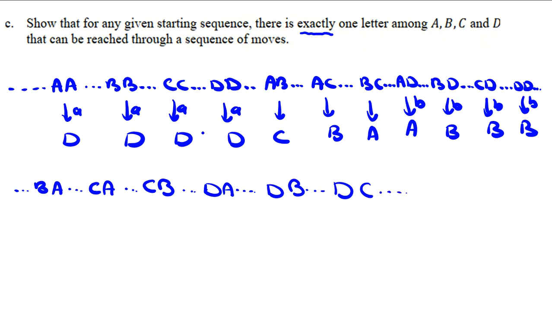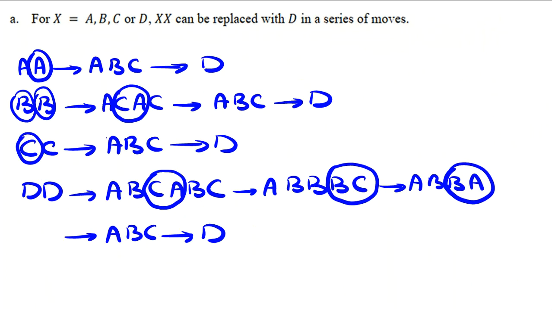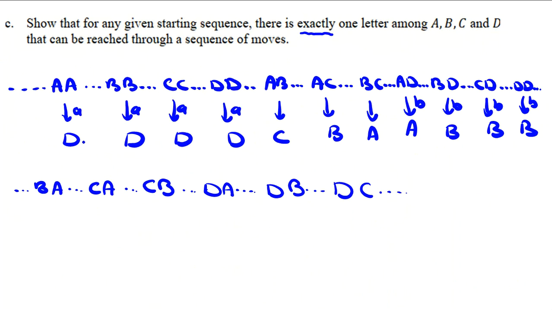Okay. So if you see AA, by part A you can reach D. Part A was what? Here we proved AA, you can reach one letter. So if you have AA, you can reach one letter D. If you have BB, also you can reach one letter D. If you have CC, one letter D by part A, DD by part A.